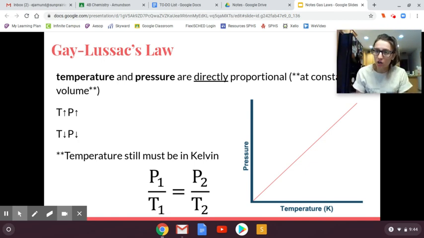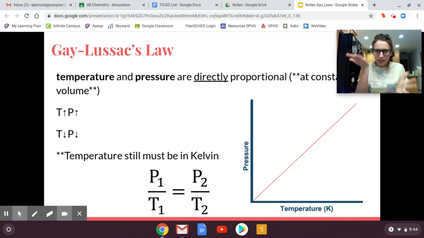So the mathematical law for this looks almost identical to Charles' law, only now it's pressure and temperature instead of volume and temperature. So mathematically, this is P1 divided by T1 equals P2 divided by T2. P1 and P2 can be in any unit as long as they're the same unit. So they can be in torr, mmHg, atm, whatever, but T still has to be in Kelvin, all right? All the time, T must be in Kelvin.